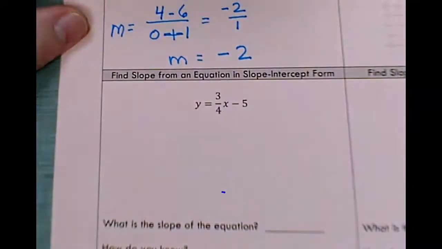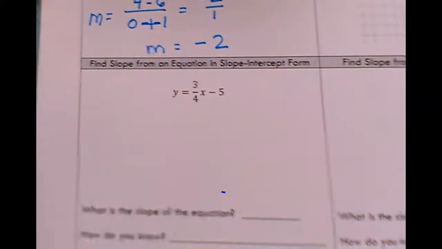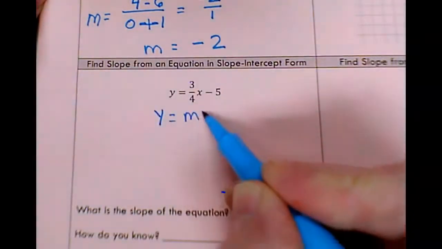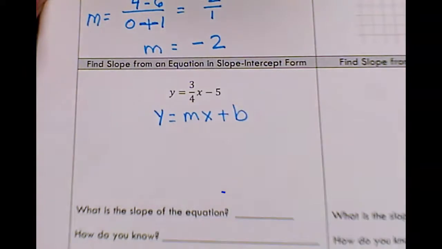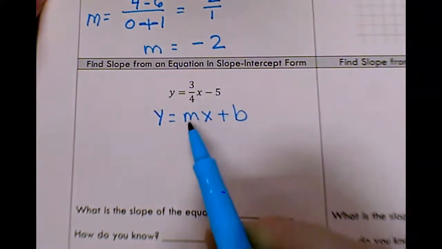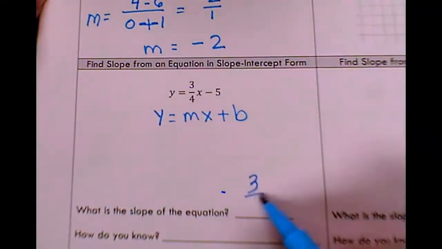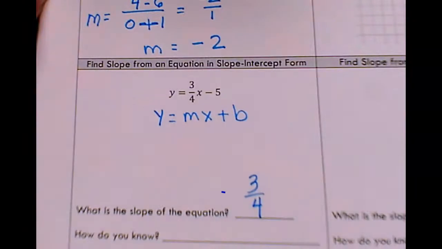If we have an equation in y equals mx plus b form, the number right in front of the x, not the x, but the number in front of the x, is the slope. The number in front of the x is the slope.